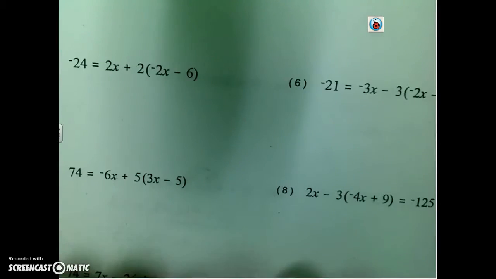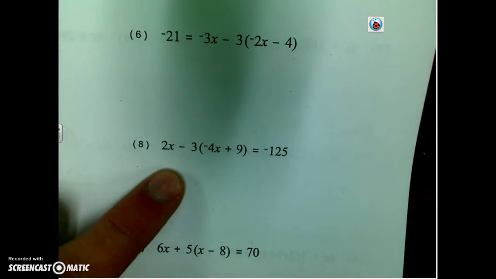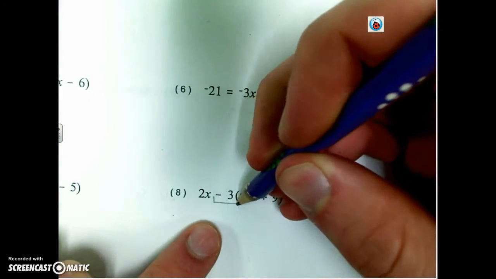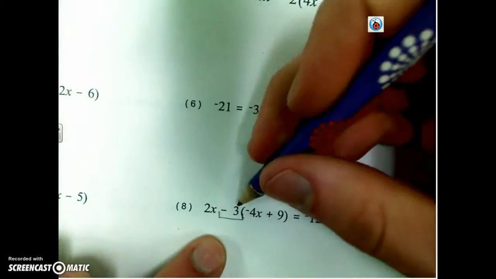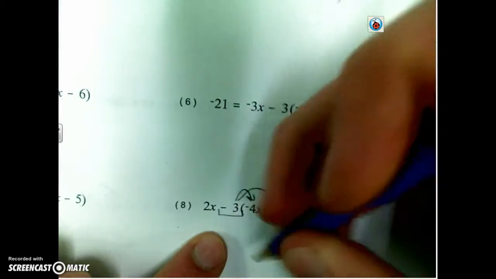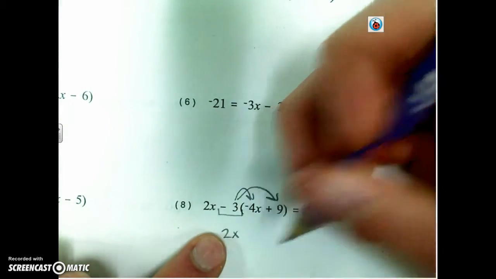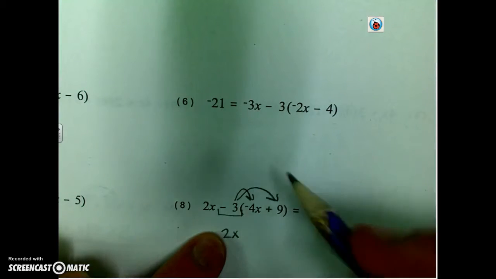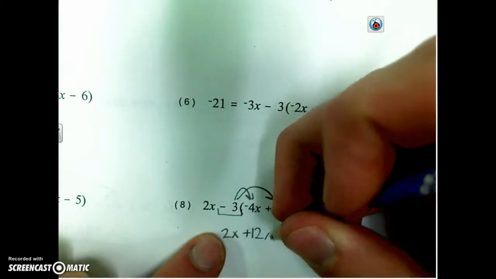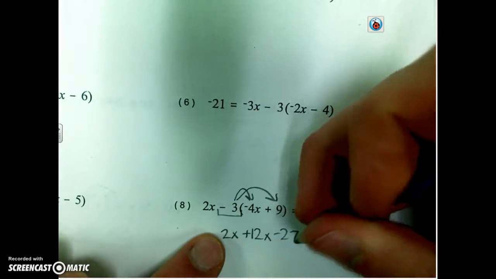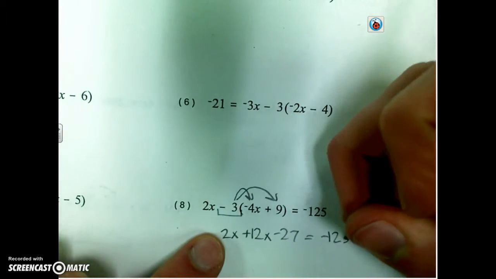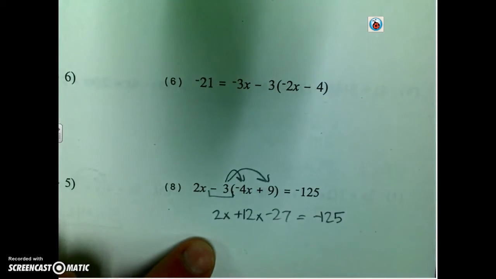Week 23, page 4, same type of problems. Now there could be some negatives, so for example, let's take a look at this number 8. Be sure to recognize it's negative 3 that we are distributing. So negative 3 times the negative 4 is going to give us a positive 12x, then a negative 27. Here we're equal to a negative 125.